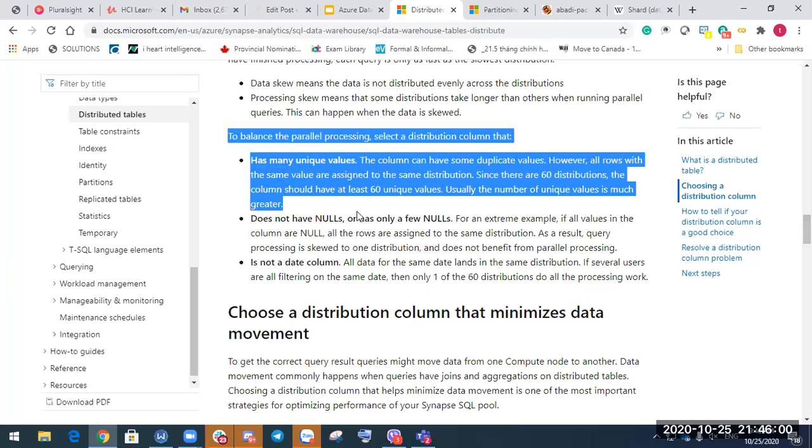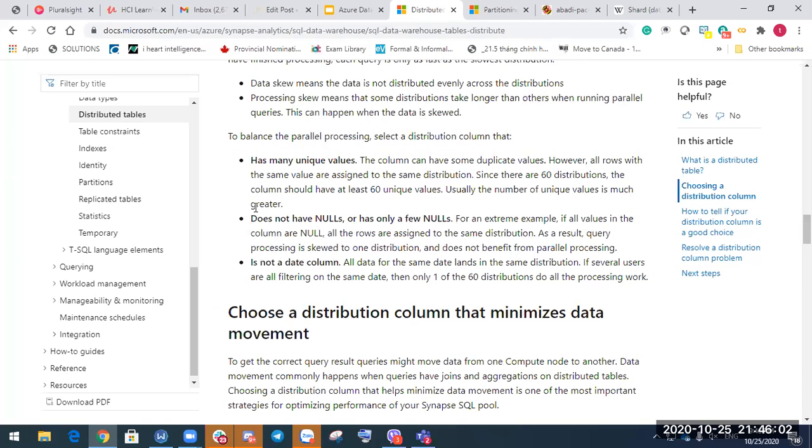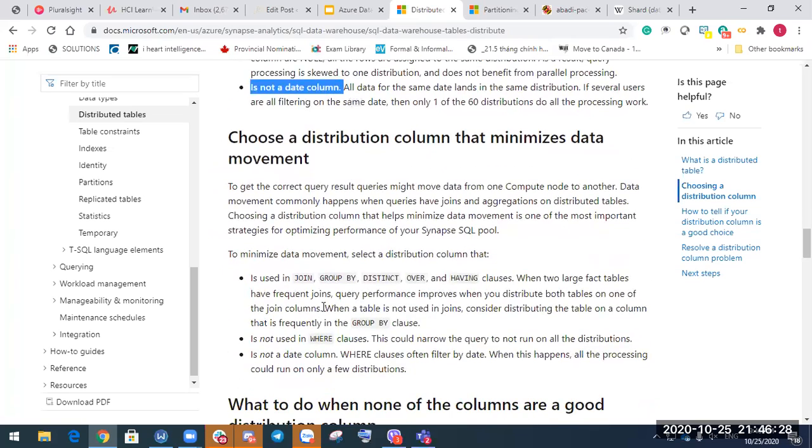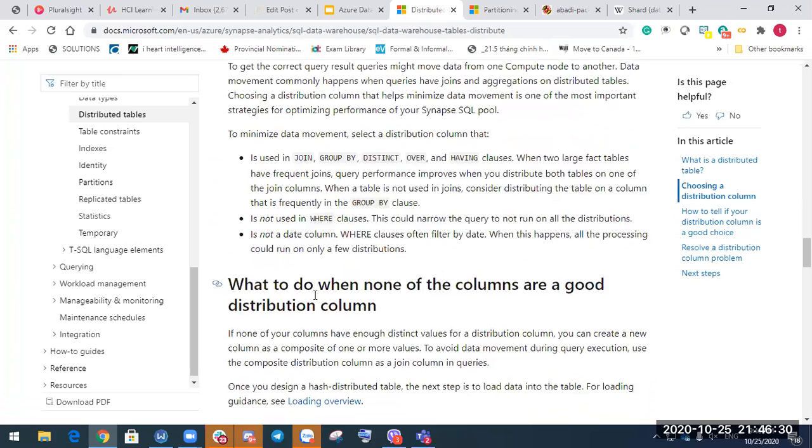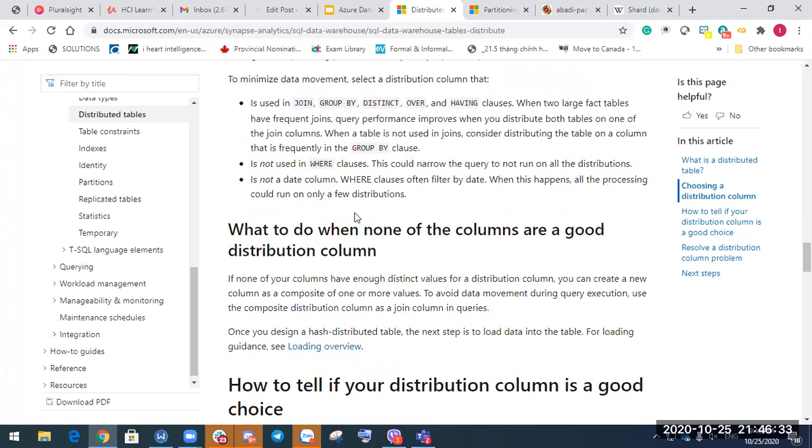So please remember to read this. Most of this makes sense, besides this could be confusing, so that's why I want to highlight it with you. Like for distribute, you have too many unique values, so there shouldn't be anything duplicated. It does not have nulls or has a few nulls. So all of these are very common sense. Besides this, which is confusing, that's what I want to highlight. And if you want to read more about what to choose for a good column, you can read more here.